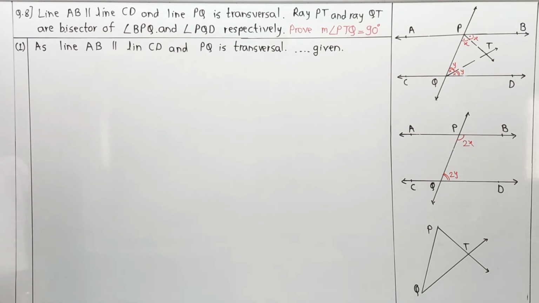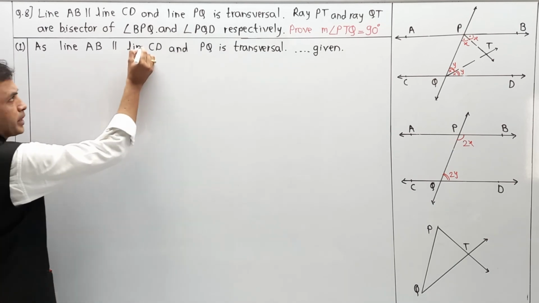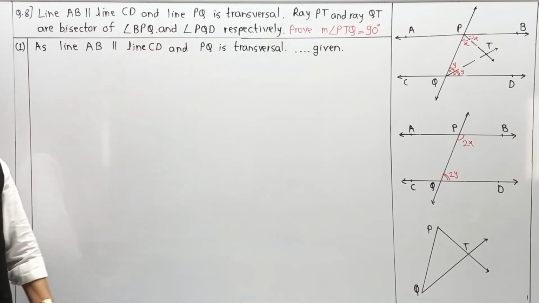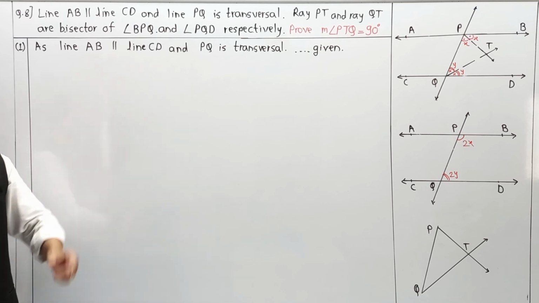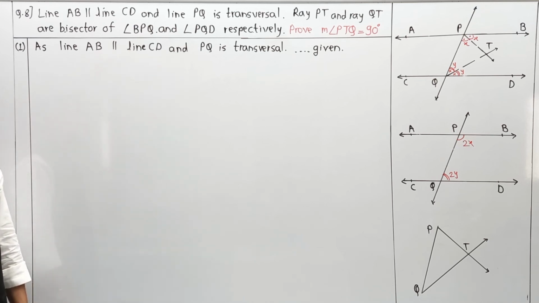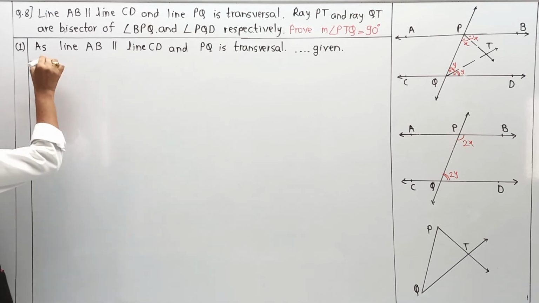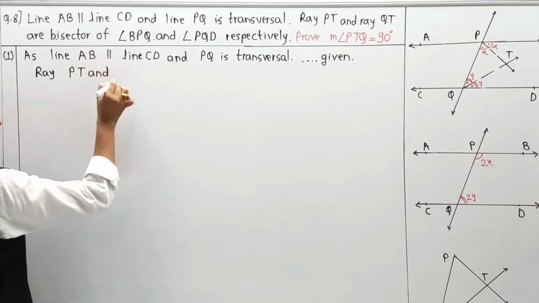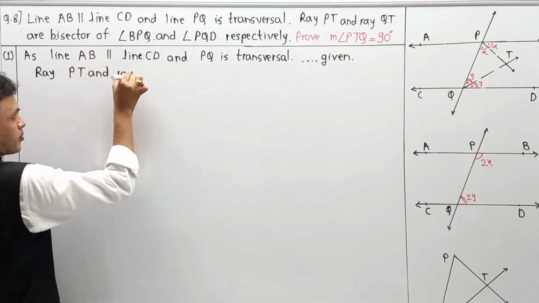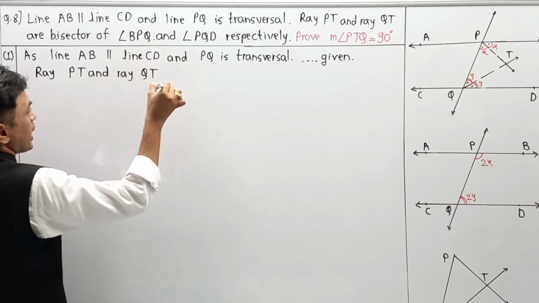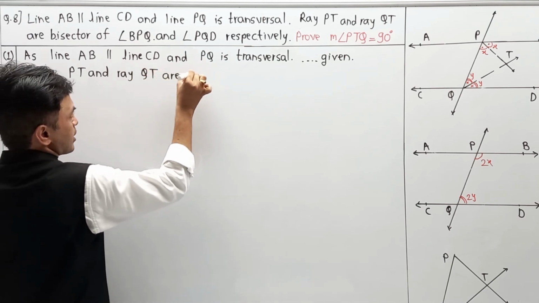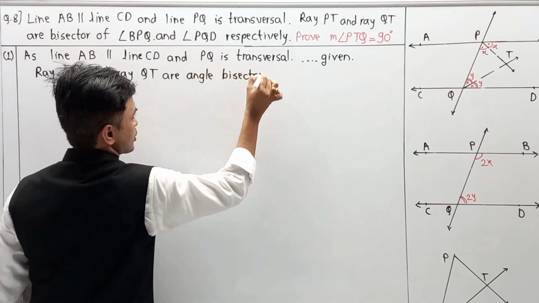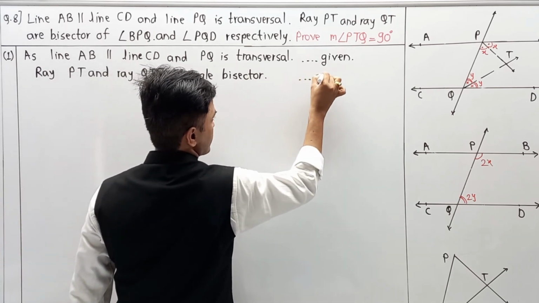Naturally, here the first part gets completed in terms of explanation of the structure. We have a part that the angle bisectors are also given, meaning ray PT and ray QT are angle bisectors. This is also given by them, so I am writing it as given.